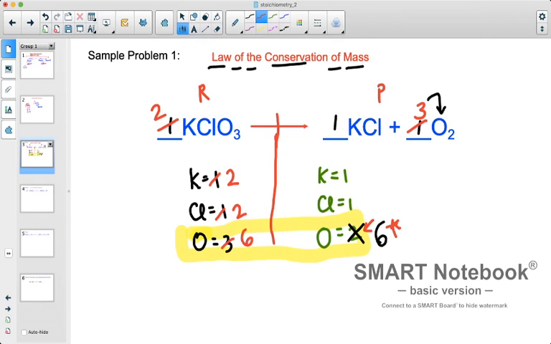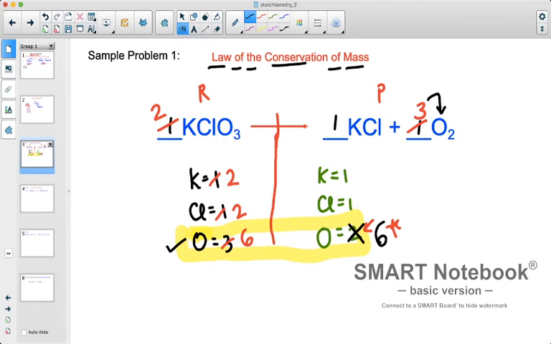Now I have to double check again. Once I've done that, I'm going to check where my problems are. Oh, potassium is no longer balanced. Chlorine is no longer balanced, but I did a good job with oxygen. So you're constantly going to have to be checking from left to right of the arrow. You're going to check your reactants, check your products. Now that I messed up potassium and chlorine, I have to go and fix it.